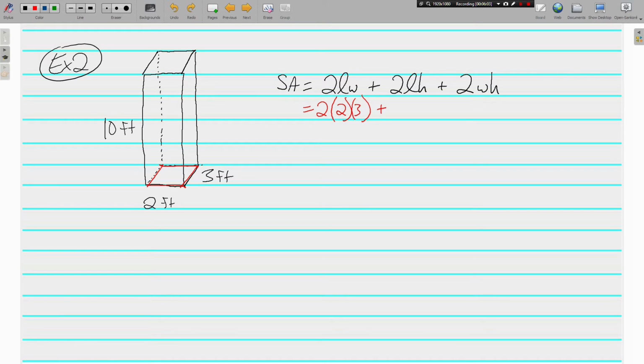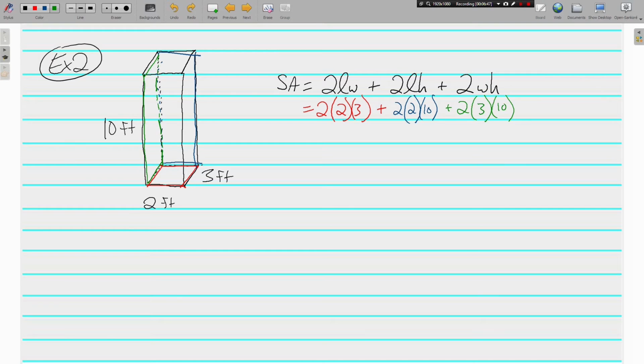And if it helps you to use colors, use colors. Let's see, length and height. It's going to be the front or the back. I'll put it on the back this time. That'll be my blue one. 2 times 2 times 10 is the height. And then my 2 times width times height will be the left and right side. 2 times 3 times 10.